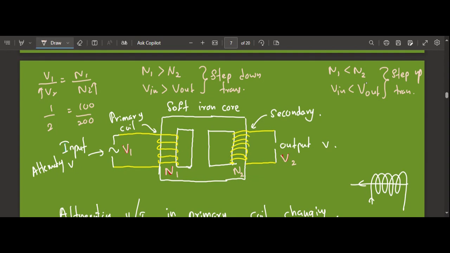Now according to the figure I have drawn here, you can see the secondary coil has more turns, which means it will produce higher voltage, right? So next to that equation somewhere, just mention these two as well: step up transformer and step down transformer here.